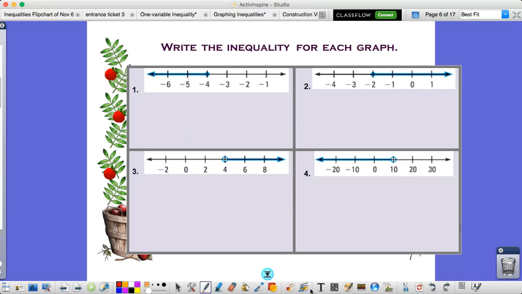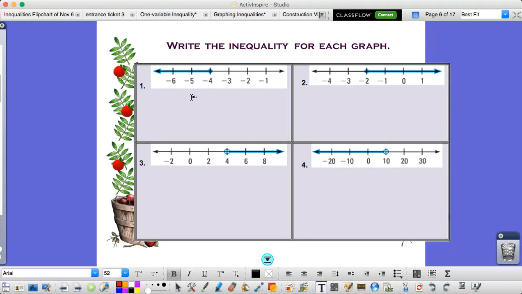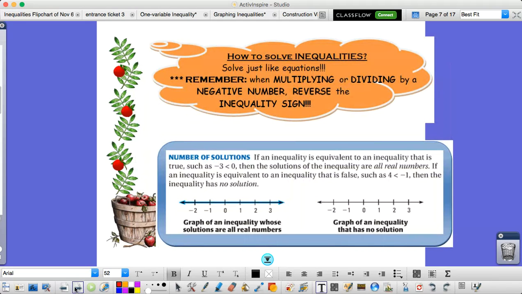Here you'd have to write the equation from it. So this would just be x is less than or equal to -4 because it's a closed circle. Let's look at this one. It's open circle. This would be x is strictly greater than 4 because the arrow's going this way. This is greater than, and this open circle, so there's no line underneath the greater than symbol. That's just a review. So let's talk about how you solve.